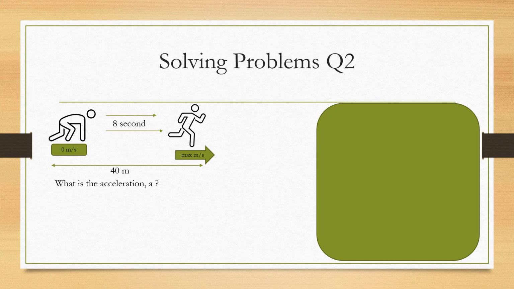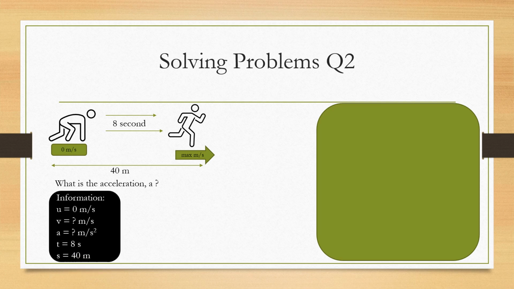So again, we list down all the information needed. So we list all the five quantities. Initial velocity, we have 0 because he starts from stationary. And then we have the final velocity. We only know it is maximum, but we don't know the value. And then the question, acceleration. So we need to find out the acceleration. And we have time, 8 seconds, and the displacement, 40 meter.